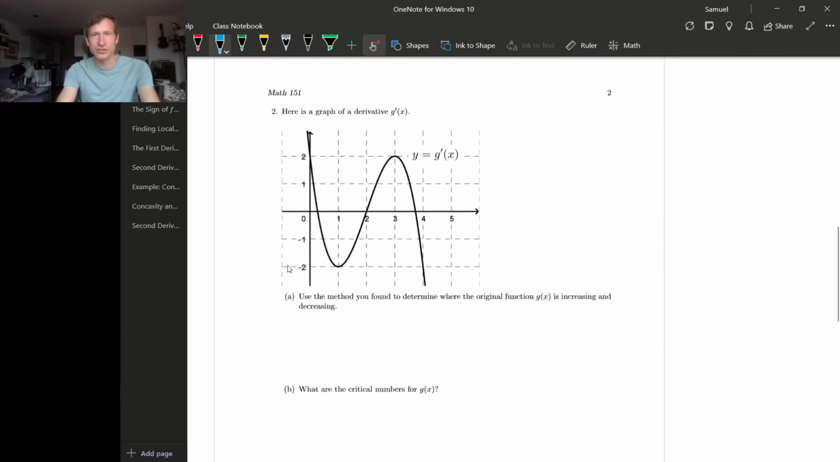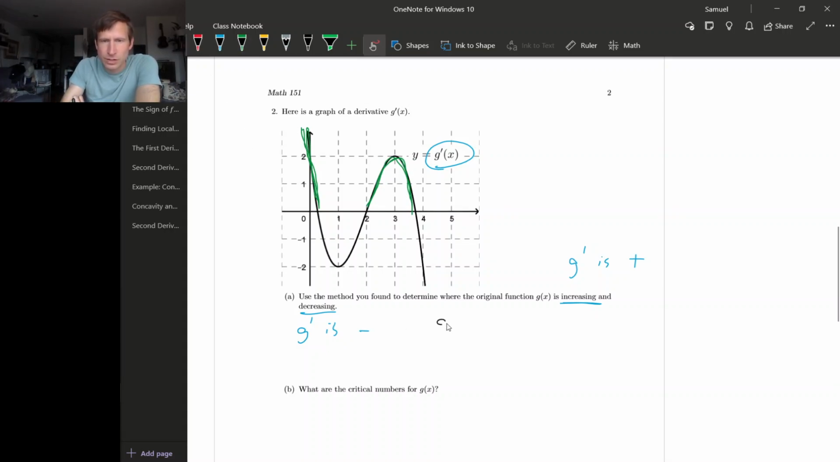All right, so here's a graph of g prime. So we are not looking at a graph of g itself, just g prime. Use the method you found to determine where the original function is increasing and decreasing. We just said a moment ago that g is increasing if g prime is positive, and g is decreasing if g prime is negative. So all we need to do is figure out where g prime is positive and negative. For positive, it's positive here, and in this spot right here.